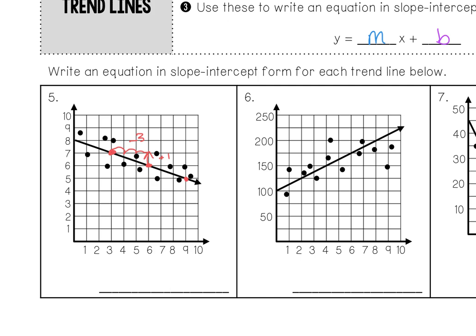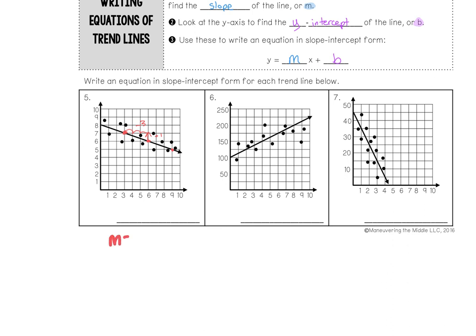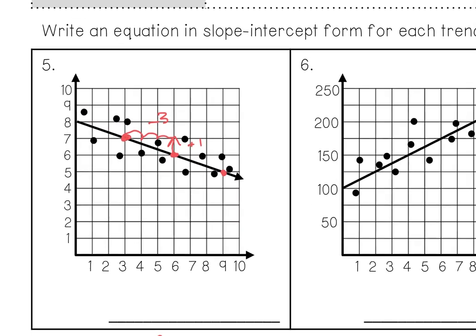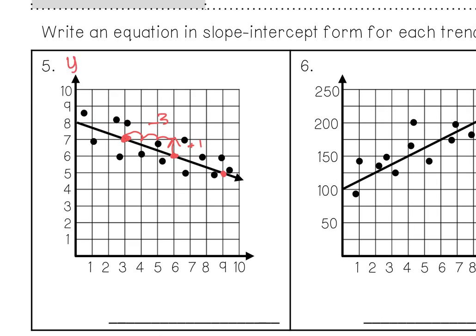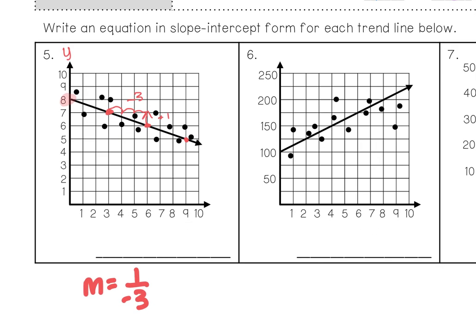So our m, let's write it down here, is 1 over -3. And we need our b. So where does it cross the y-axis? Good, right there. Okay, so y equals -1/3x plus 8. Remember, the negative can go with the 1 or the 3 or in the middle. Doesn't matter. Okay? Now, on this next one, be careful because this one is counting not by 50s, but by 25s. Okay, so be careful when you're counting there.